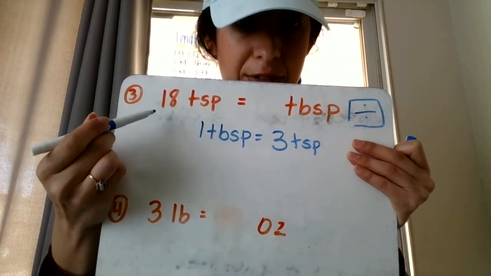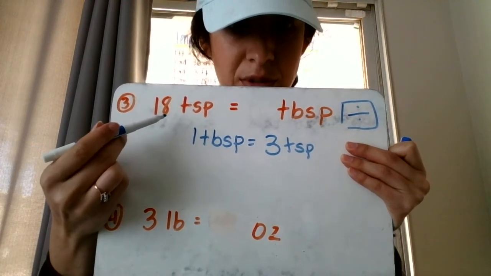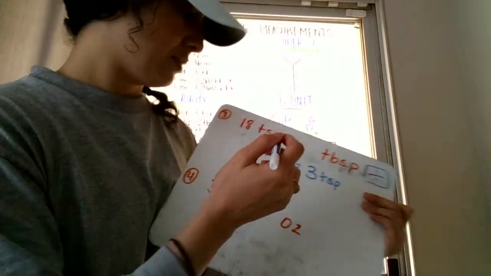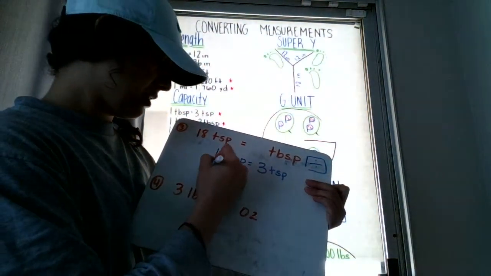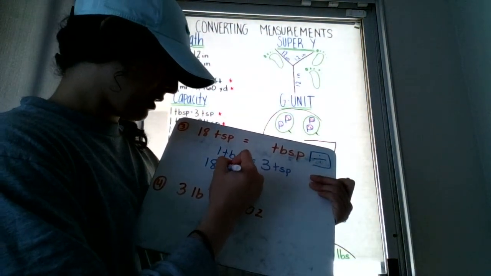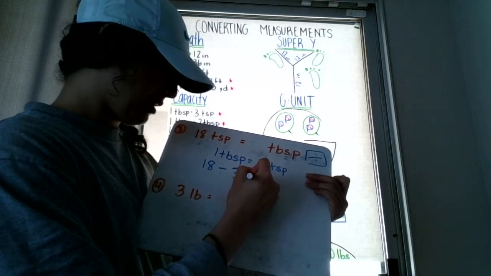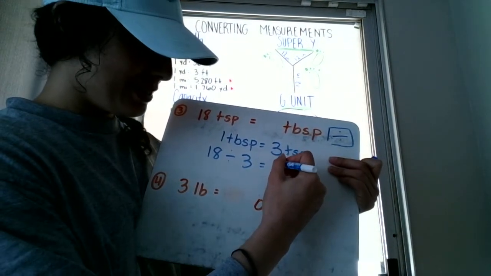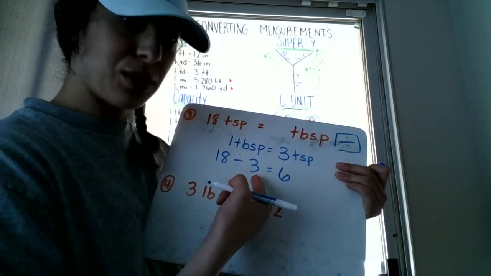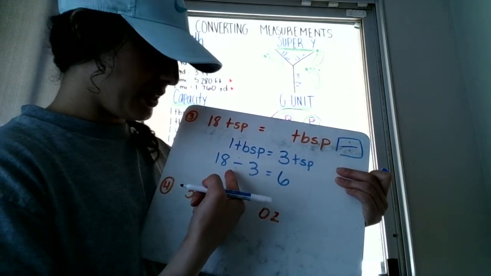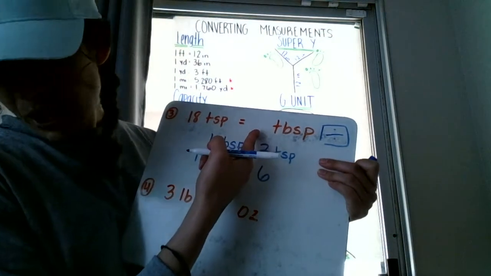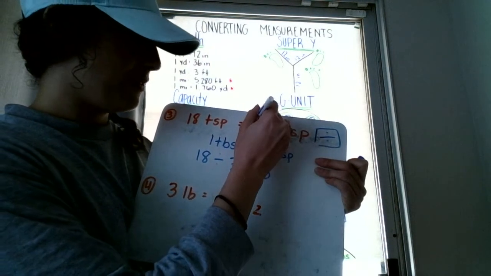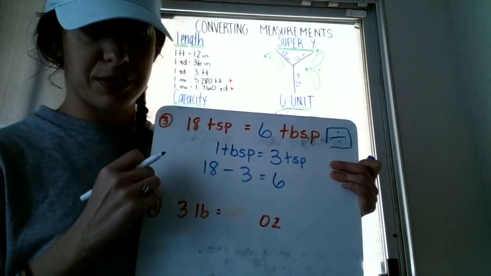You're going to divide 18 teaspoons by 3 teaspoons. So 18 divided by 3, and that's going to give you 6, because we know that 6 times 3 equals 18. So how many teaspoons am I going to have? I'm going to have 6 teaspoons.